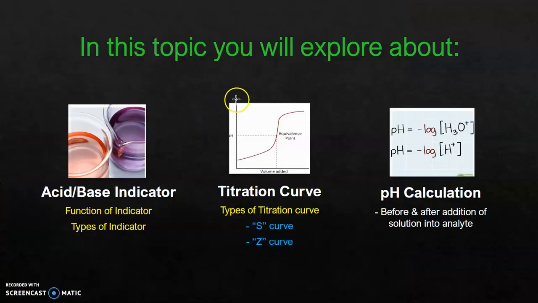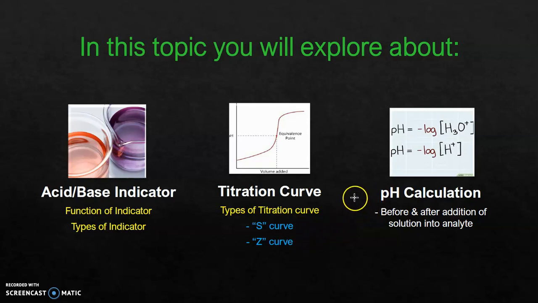Today we're going to look at acid-base indicator and titration curve. In this topic, you will explore acid-base indicators. You might need to know the function of an indicator and the types of indicator. At the same time, you will learn about the titration curve and how to sketch it. I classified it into two types of titration curve, known as the S curve and the Z curve.